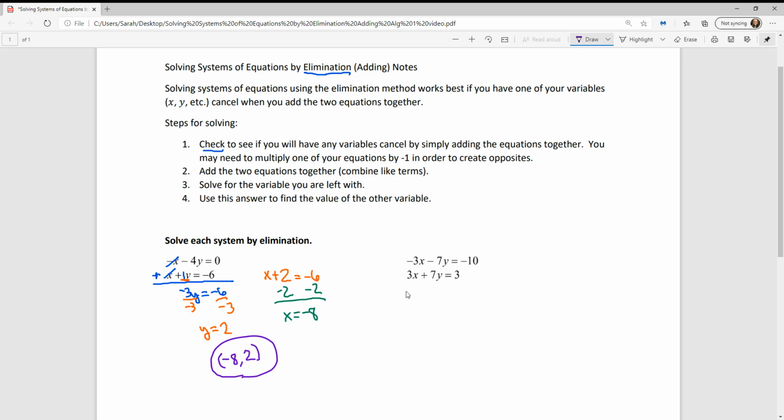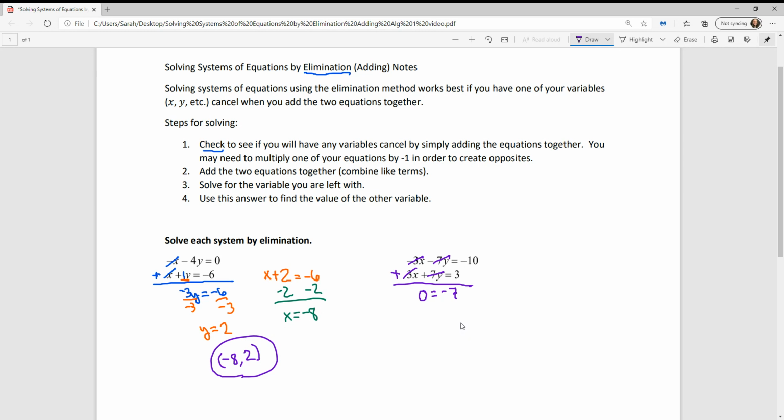Let's try the next one. So will things cancel when I add these two equations together? Negative 3x plus 3x is 0 because those are opposites. They cancel. Same with the y's. Negative 7y plus 7y are opposites. They cancel. Everything has canceled out of the left-hand side of the equation, so the left side is just 0 because I have nothing left. Right side, negative 10 plus 3 is negative 7.